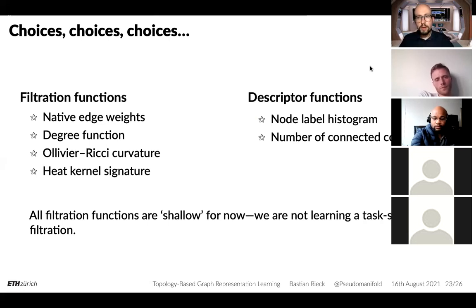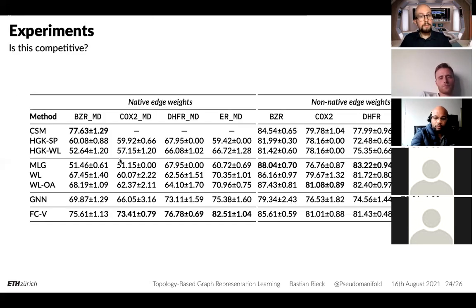As for the descriptor functions, we actually used two very simple ones, namely the node label histogram, so just counting how many nodes of a certain label there are, and the number of connected components, which is kind of closing the loop here, if I may have a small pun, because it's very much nicely connected to what we talked about in the first project. And the important thing I want to stress here, in comparison to the previous project, is that all the filtration functions are shallow here. So nothing deep is going on. We are not learning a specific function from the left-hand side, but we're just picking one and seeing how far we will go with this.